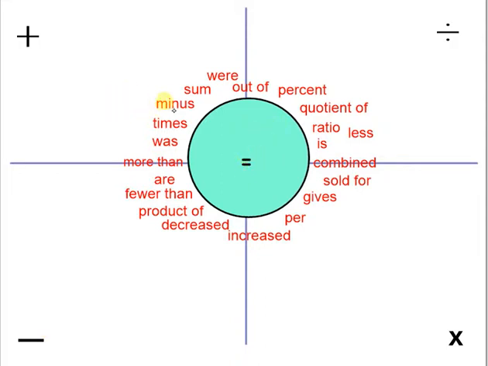Okay, so let's take a more obvious one. So here we have the word sum. What does sum mean? Well, if you said addition, you're right. So sum is adding two numbers together and getting the answer.